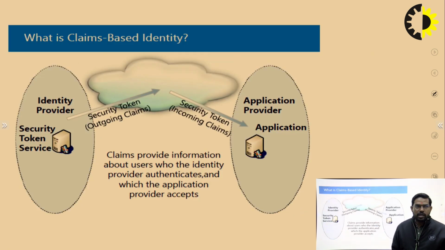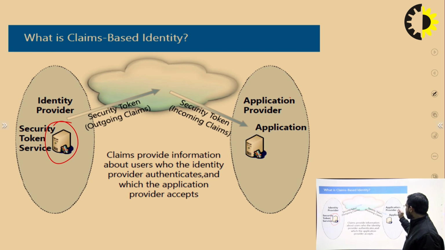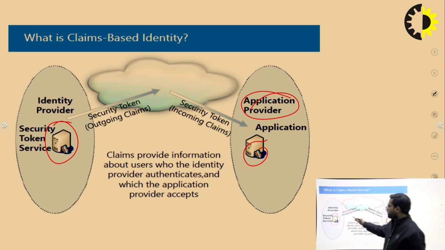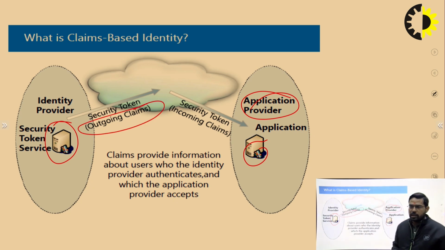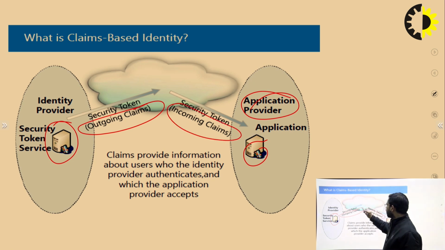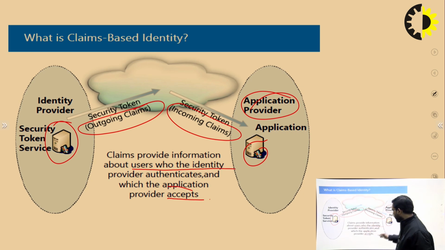Claim-based identity: the identity provider is the security token service, and the application provider is the application. This is the security token, which performs the outgoing claims, like a password. That is the incoming claim, used to identify whether the user or account is okay or not. So claims provide information about the user, who the identity provider authenticates, and which the application provider accepts or not.